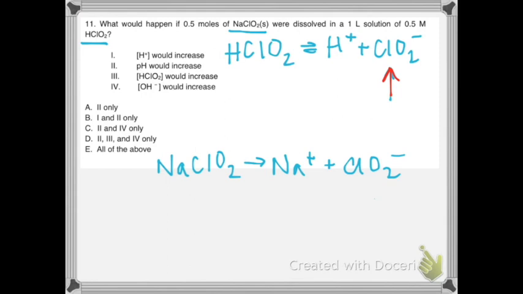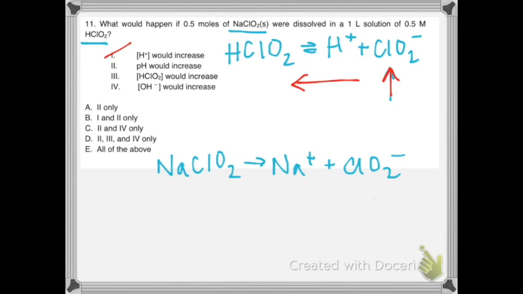Okay, so we're adding in a product. And Le Chatelier does not go away, right? We add in more of a product, we'll shift toward the reactants. So if we look at the answers, H plus would increase. That one's going to be false because when you shift to the left, the H plus concentration will decrease. So that's out.